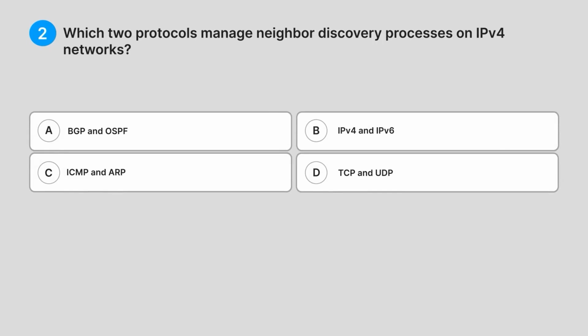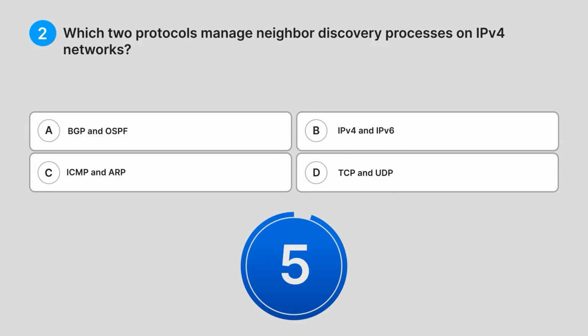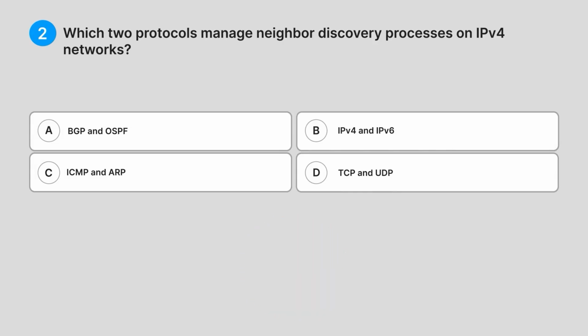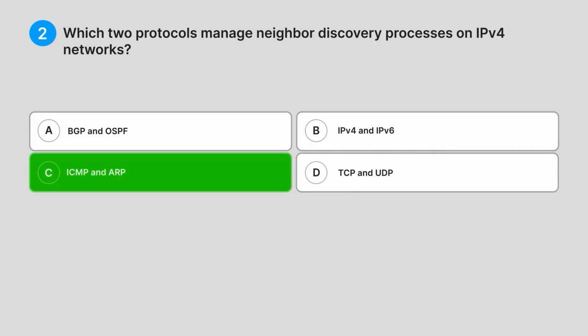2. Which two protocols manage neighbor discovery processes on IPv4 networks? A. BGP and OSPF, B. IPv4 and IPv6, C. ICMP and ARP, D. TCP and UDP. What do you think is the answer? Correct answer, C. ICMP and ARP.